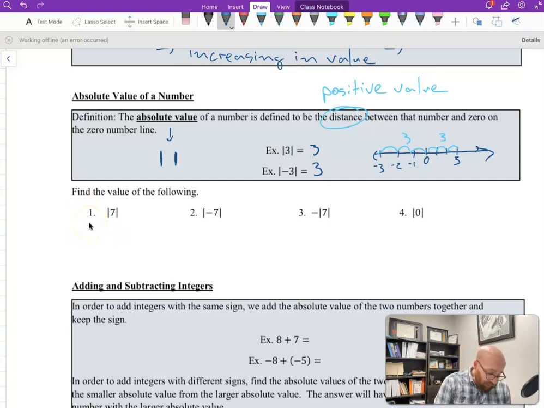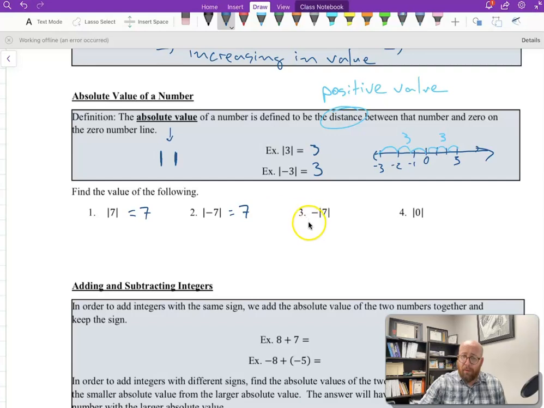So, for example, when we look at example number 1, the absolute value of 7 is going to be 7, because 7 is 7 units away from 0. The absolute value of negative 7 is going to also be 7, because negative 7 is 7 units away from 0.